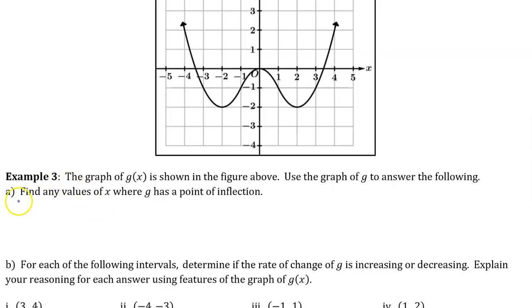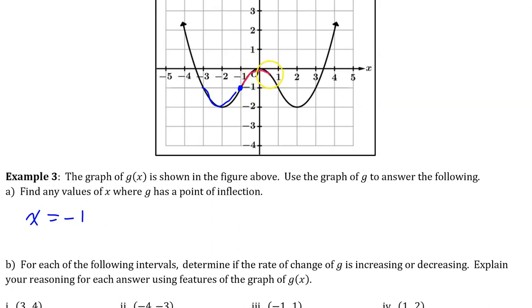Example 3a. Find any values of x where g has a point of inflection. So as I mentioned a moment ago, we can tell that the graph is concave up in this first part, and then at some point it switches to being concave down. So we have to estimate a little bit, but it seems like we have a point of inflection right here at x equals -1. It would be reasonable to say that we're going from concave up to concave down right here.